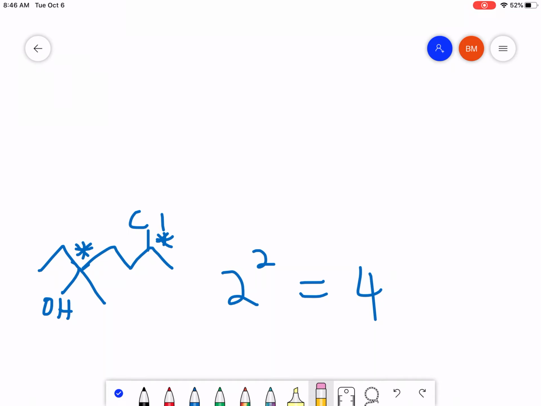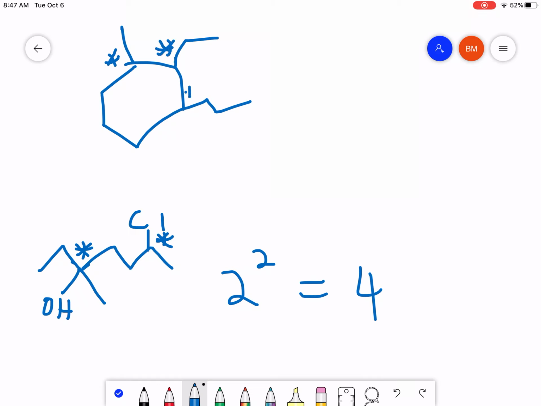If you had something like this, we would actually have 3 centers. I won't go through it painstakingly with you. Hopefully you should be pretty good at recognizing these by now. Right? In that case, you would have 2 raised to the 3rd power, and that means you could have a maximum of 8 stereoisomers. And this can go on and on. You can have really large molecules that have a large number of stereogenic centers, so you can see it gets very complicated very quickly.